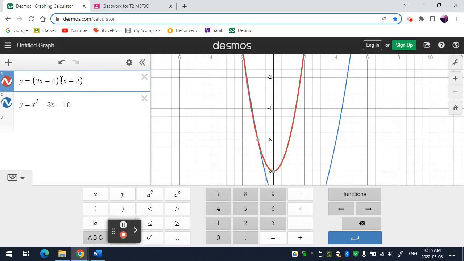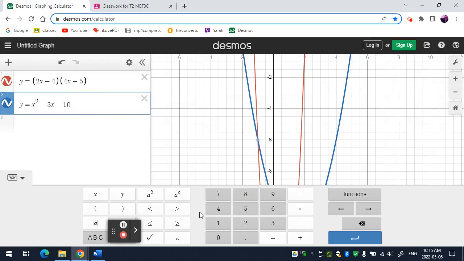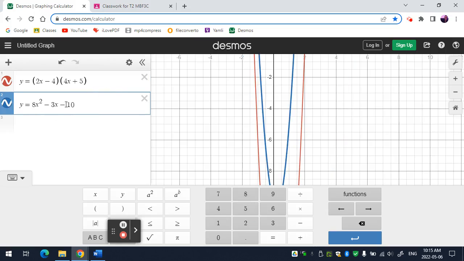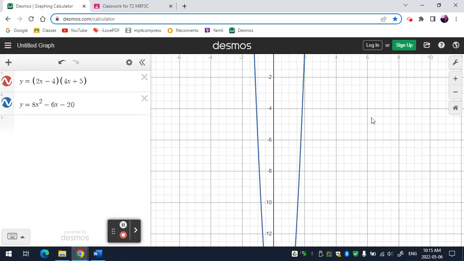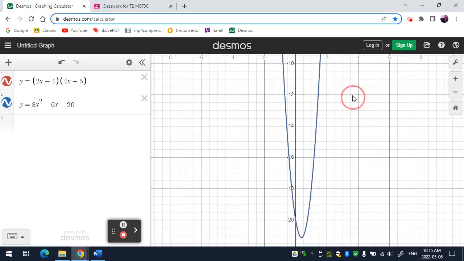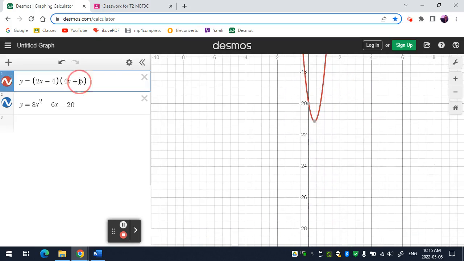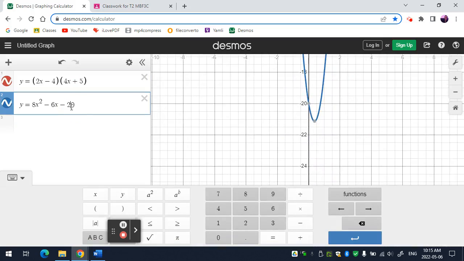And plus. And this one became... 100% matching. Last one.